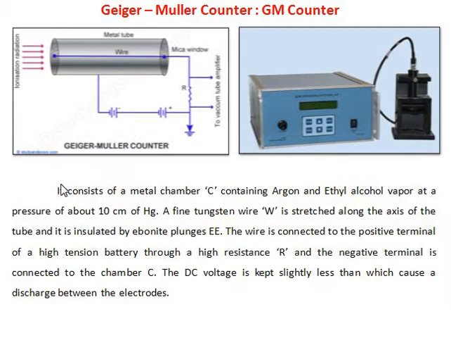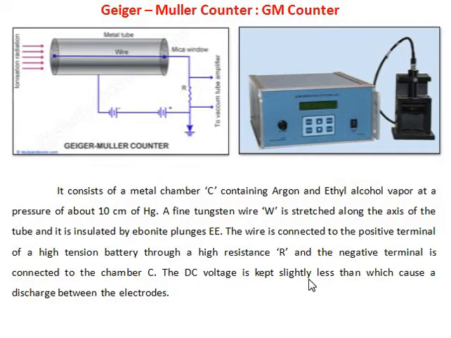Let us see the construction. It consists of a metal cylinder C containing argon and ethyl alcohol vapor at a pressure of about 10 cm of Hg. A fine wire W is stretched along the axis of the tube, and it is insulated by ebonite plugs EE at this point and at this point. The wire is connected to the positive terminal of the high tension battery through a high resistance R here, and the negative terminal is connected to the chamber C. So this is the outer cylinder.